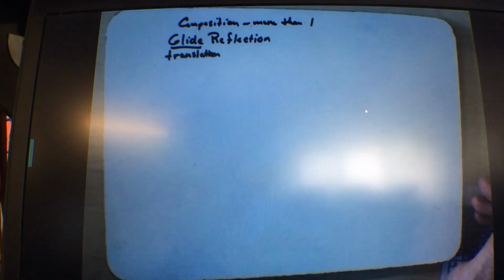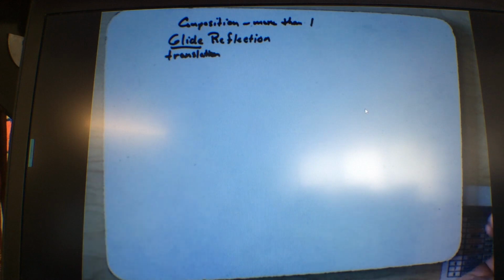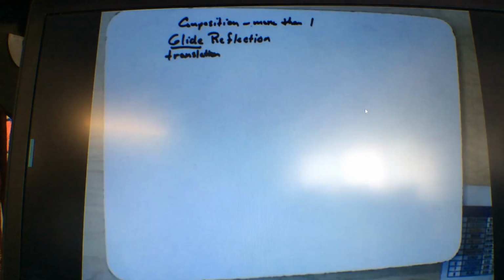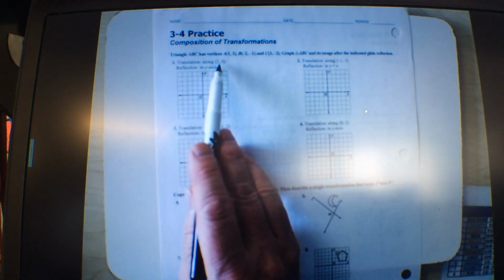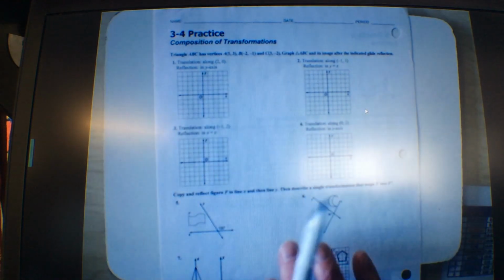And if you look at your worksheet, the first thing that it says is triangle ABC has vertices A, B, and C. Graph it and its image after the indicated glide reflection. You can see that we have a translation along the vector 2, 0, and then reflection in the y-axis. You also have one in y equals x.